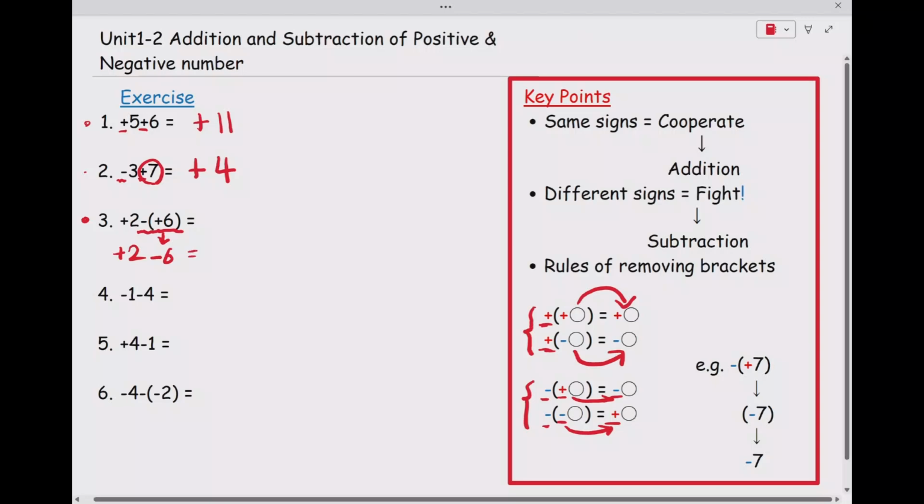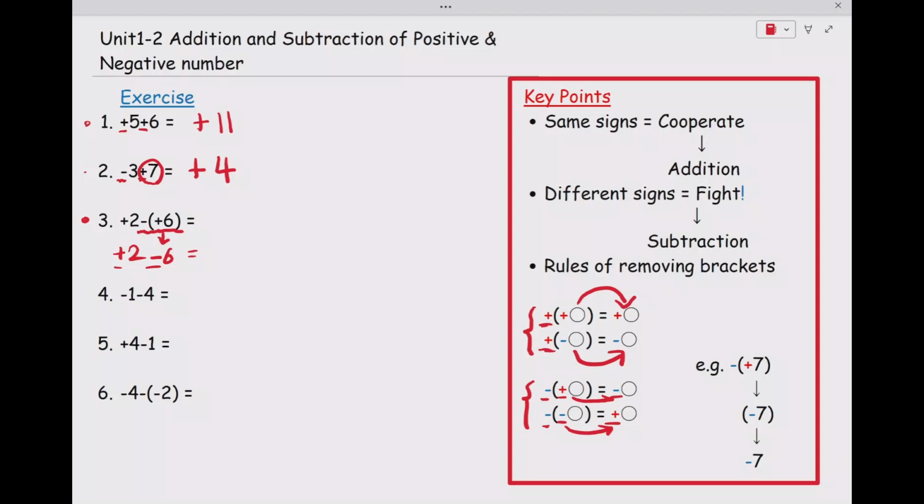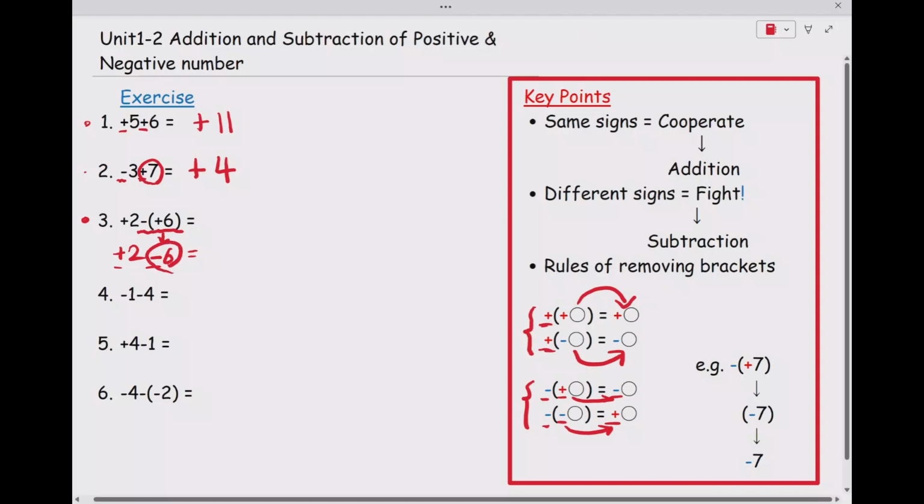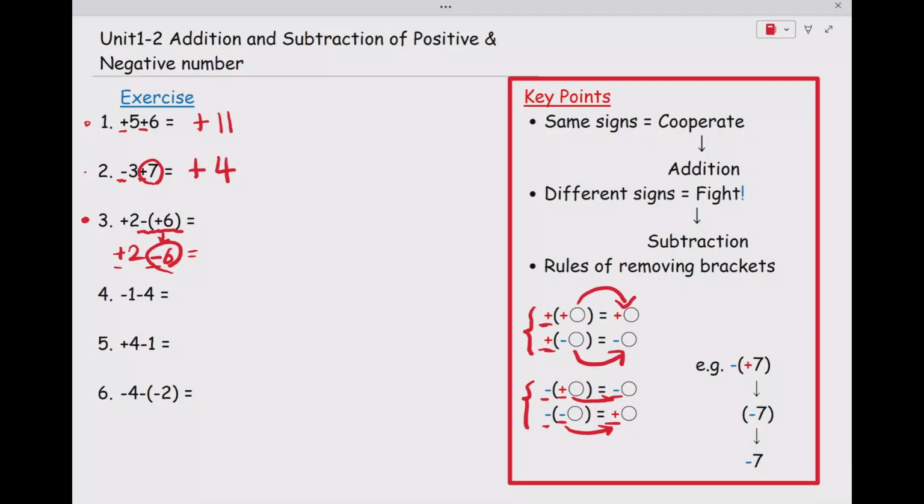Then you have plus team and minus team. Different signs fight each other, remember? First, which team has the bigger number? The plus team is 2. And the minus team is 6. So, in this case, the minus team has the bigger number, and therefore the minus team wins.